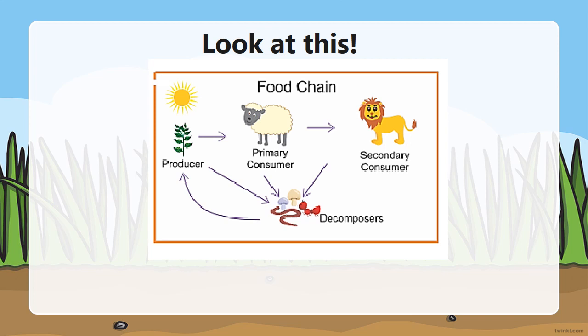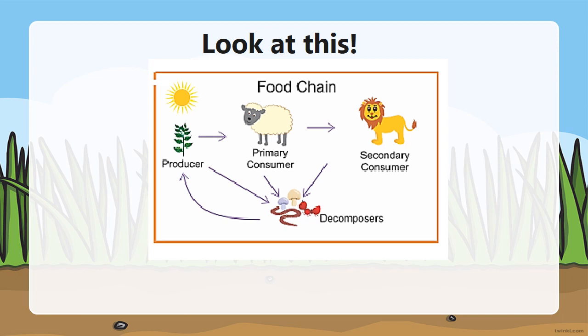Now we all know about food chain. Look at this. Here we can see, with the help of sunlight, the plants are producing their own food. So plants are producers. As the food is ready, you can see there is an animal. It can be any. Here we can see a sheep. Sheep is eating a plant. So sheep will be a primary consumer. The energy from the plant will get transferred into a sheep.